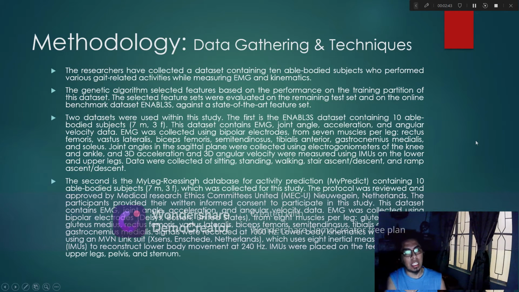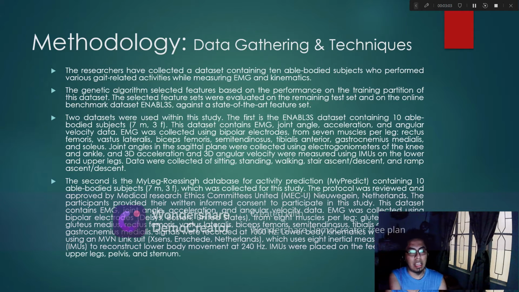So next, for the data gathering, the researchers have collected a data set containing 10 able-bodied subjects who perform various gait-related activities while measuring EMG and kinematics. So the genetic algorithm selected features based on the performance on the training partition of the data set. So basically there are two data sets.